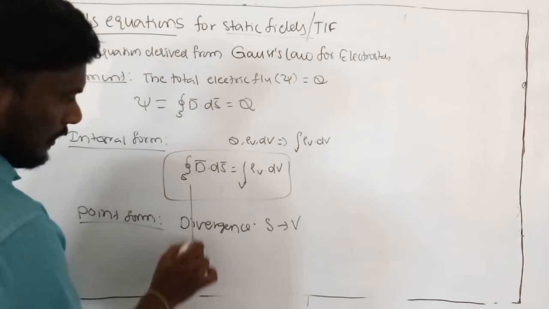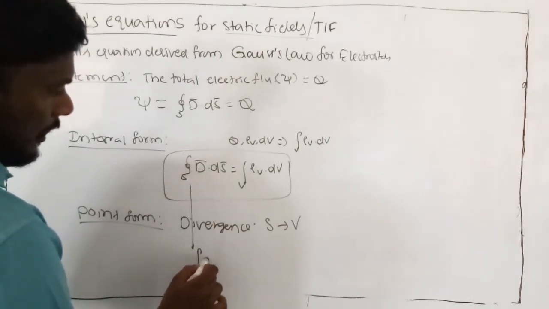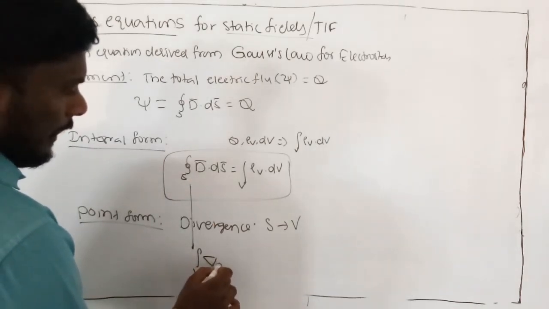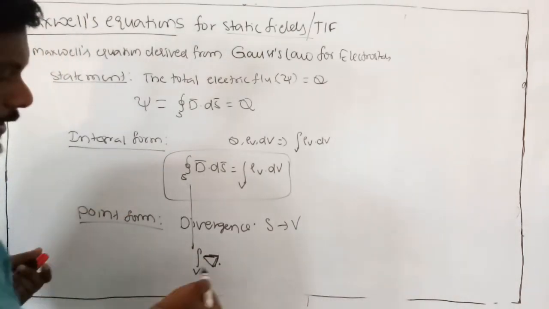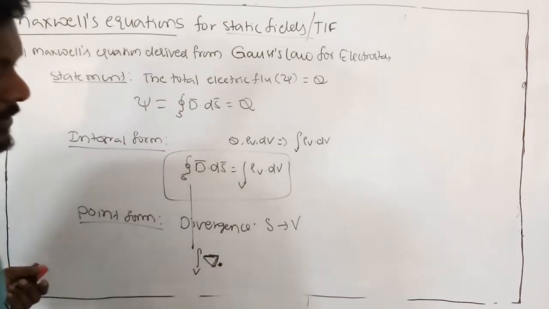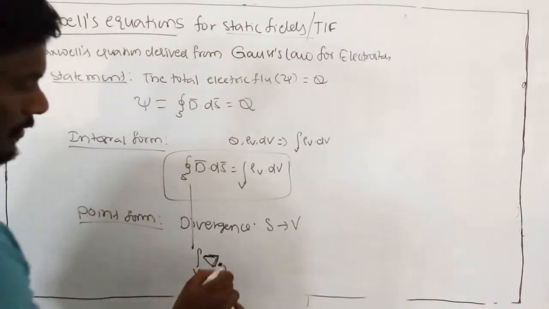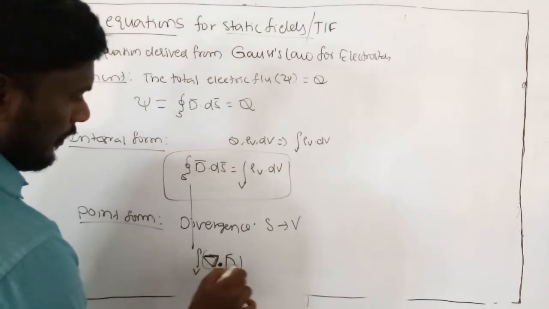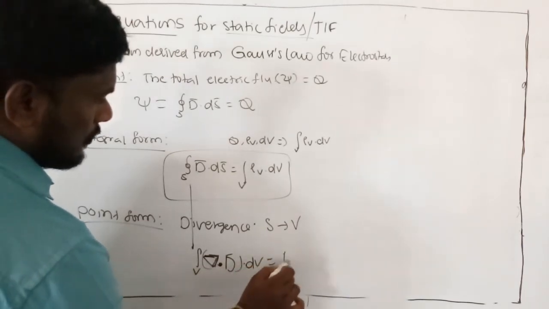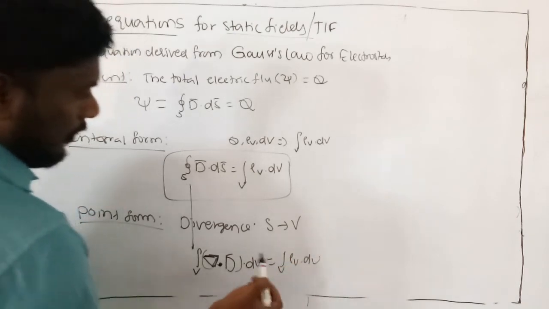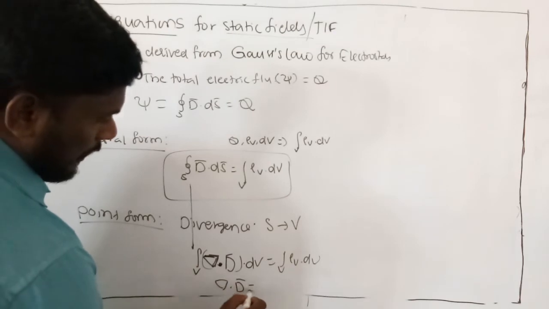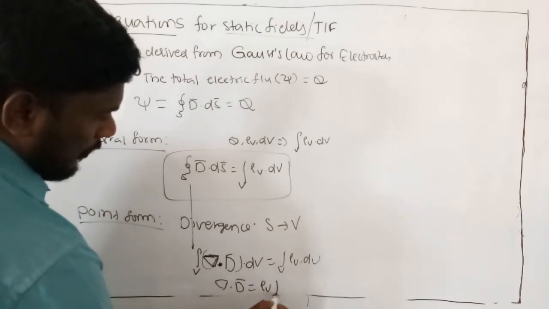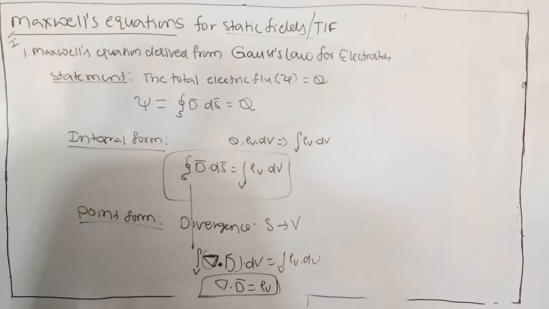So now I am converting this surface into volume with the help of the divergence operator. Before that I used the curl operation; here I use divergence. Divergence means del dot, curl means del cross. So del dot D bar dV equals the volume integration of rho v dV. For isotropic materials, the integration gets cancelled on both sides, so the remaining equation is del dot D bar is equal to rho v. This is the point form of Gauss law for electrostatics.